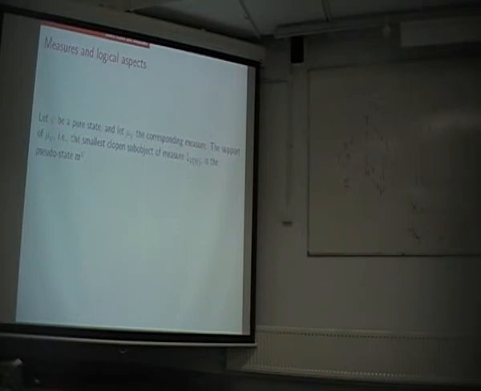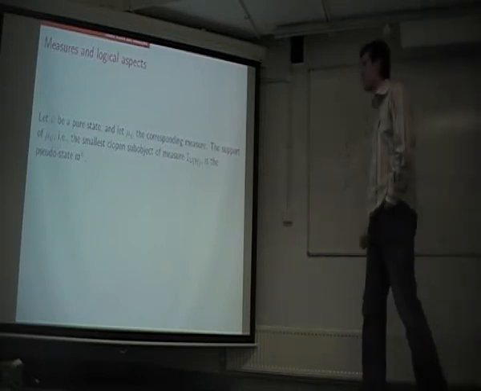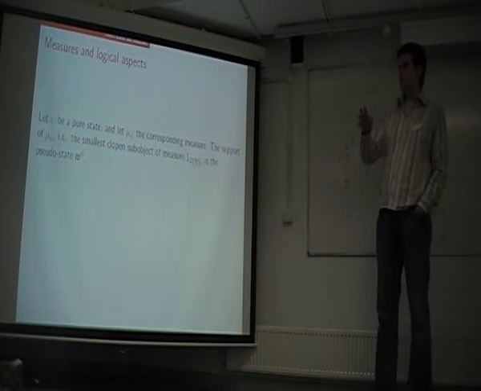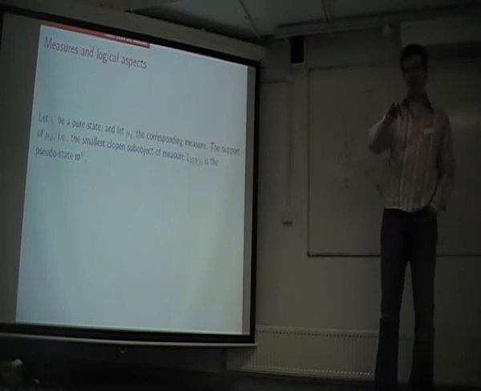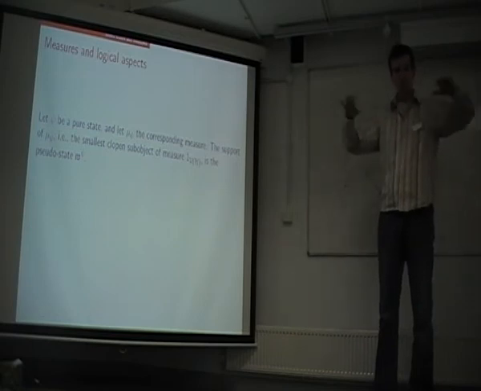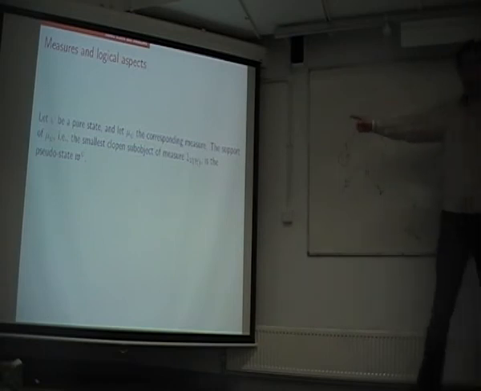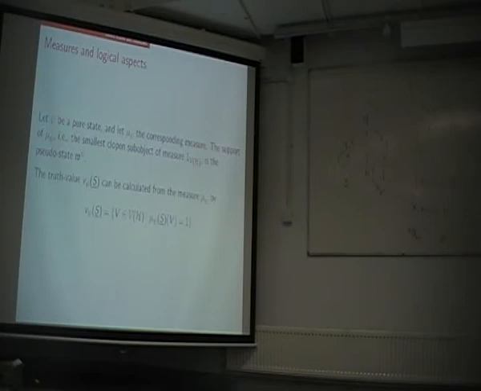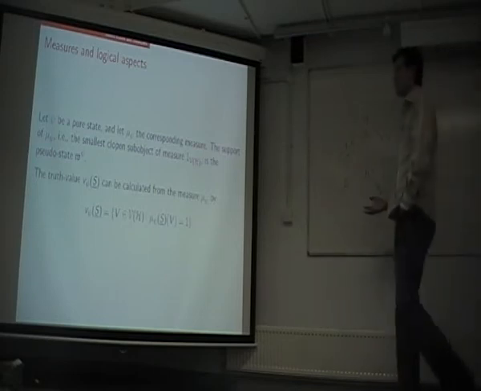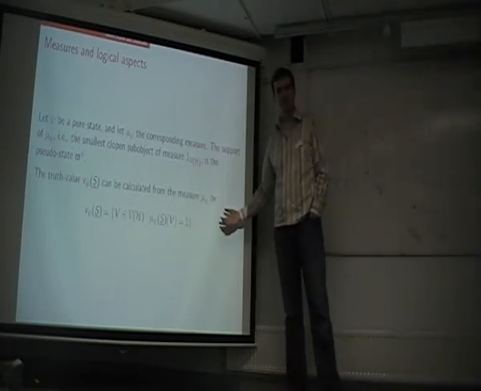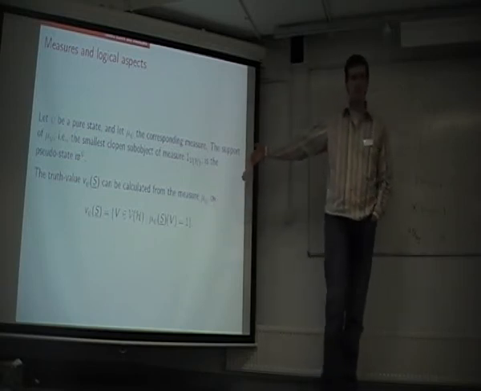So how does it relate to the logic? Well, if you have a pure state, and we're going to talk about pure states for a second, we can of course also associate a measure to that. Then the support of the measure, the smallest closed subobject that is of measure 1, so gives constantly 1 for every context, is exactly the pseudo-state, which I said is like a point in the state space. So there's a nice relation in that respect. And more generally, I can calculate the truth values also from the measure. It's also very simple, actually.